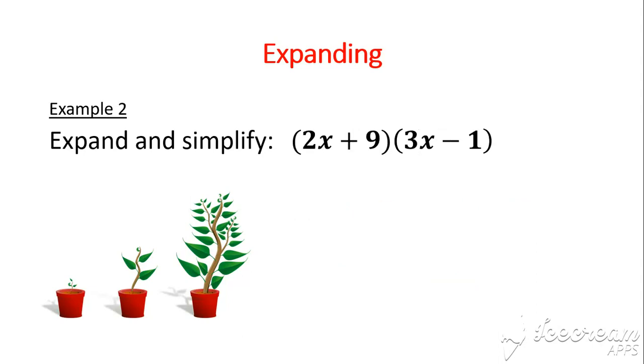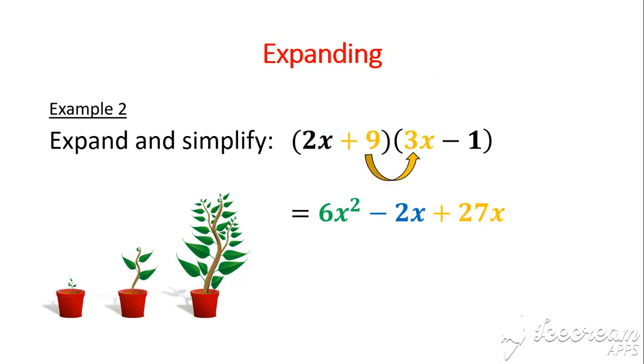Okay, let's push on to example 2. Let's expand and simplify this expression: 2x plus 9 is being multiplied by 3x take away 1. So let's multiply 2x times this 3x. 2 times 3 is 6, and x times x is x squared. So we get 6x squared. This 2x multiplied by this negative 1 gives us negative 2x.